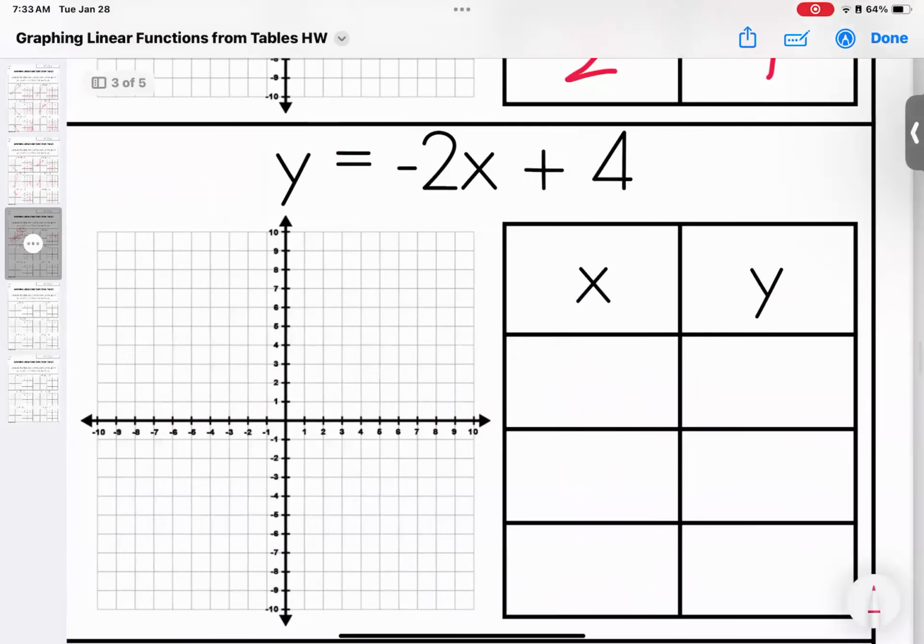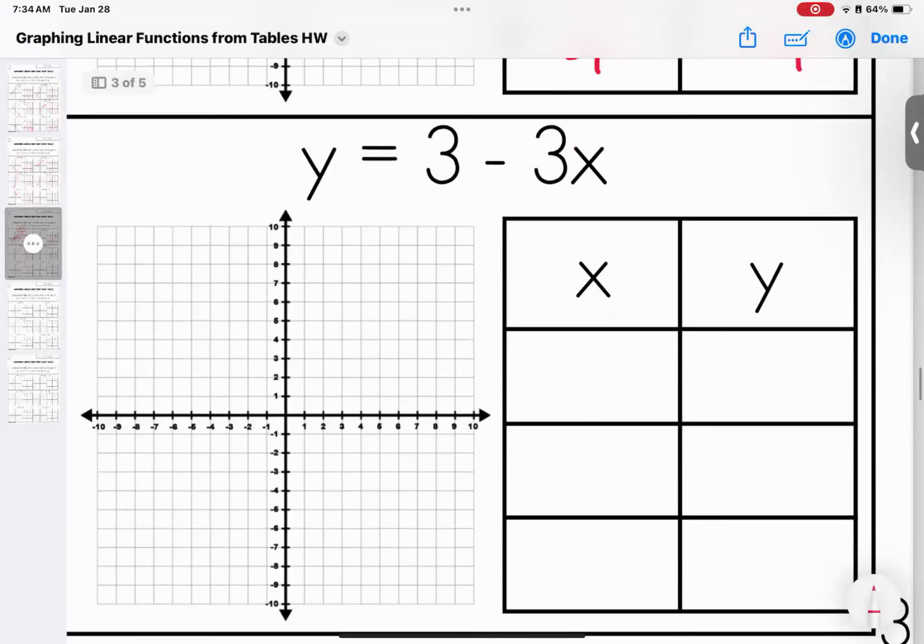Over here, we'll do 0, 2, 4. 0 times negative 2 is 0, gives you a positive 4. 2 times 2 is 4, but make it negative, plus 4 is 0. 4 times negative 2 is negative 8, plus 4 is negative 4.